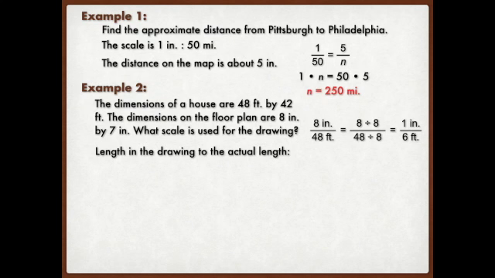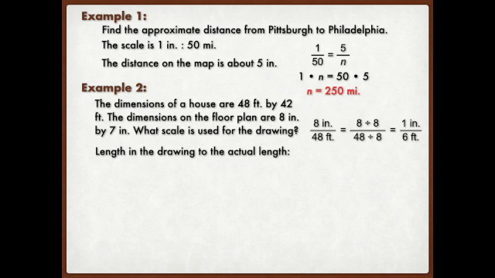So n is going to be 250 miles. Why? Because n times 1 is n, and then I don't have to divide or get it by itself. It's already by itself. And 50 times 5 is 250. So 1 inch is to 50 miles. So if he traveled 5 inches, he went 250 miles in reality.